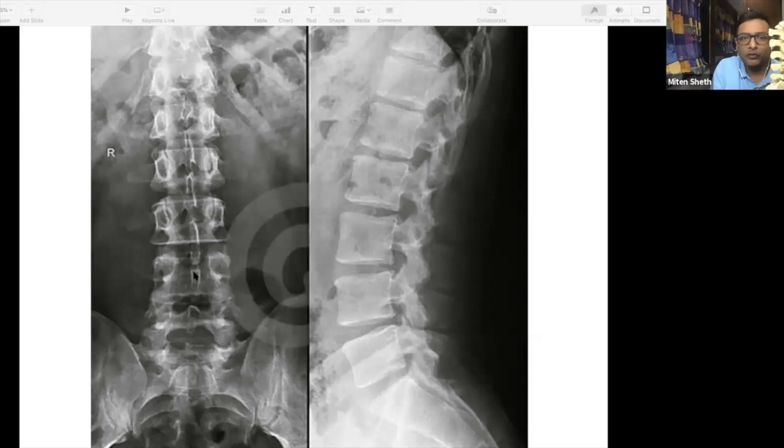As soon as you shift to the AP view, which is this, that means you're seeing the spine like this. So when you're seeing the spine like this, again you have to see the alignment, one. Then you start noticing the spinous processes, if they are all in the same line or if they're shifted. If they're shifted, then there is some degree of rotation, so that is the other thing that you have to see.